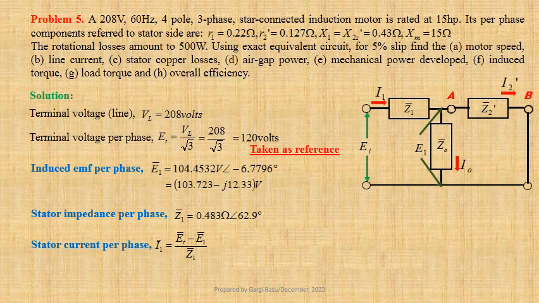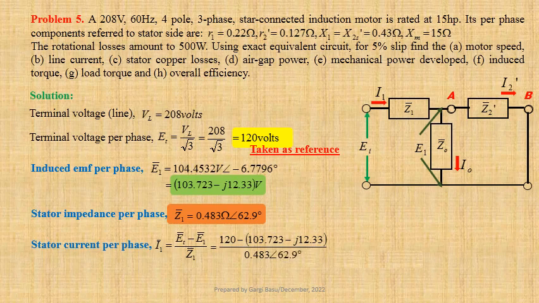Using values we get I1 equals 120 minus (103.723 minus j times 12.33) divided by 0.483 at an angle 62.9 degree. That gives us 20.4198 at an angle 37.1443 degree divided by 0.483 at an angle 62.9 degree. That is equal to 42.277 ampere at an angle minus 25.7557 degree.